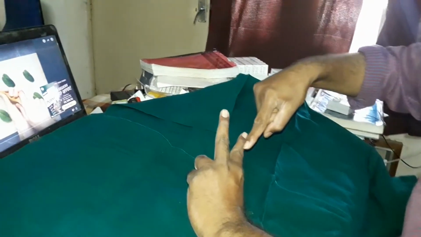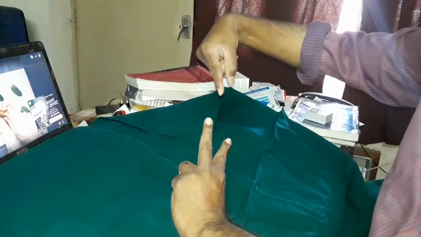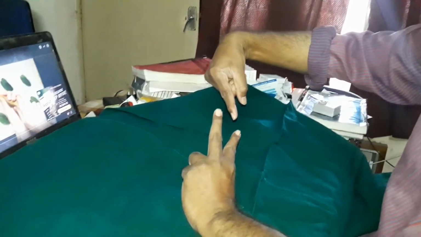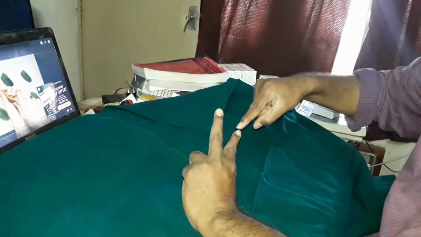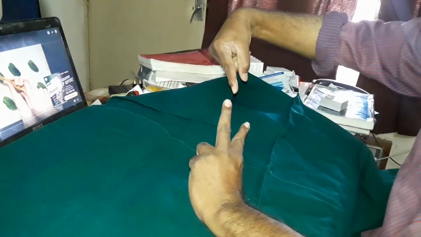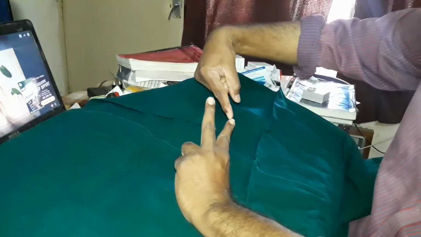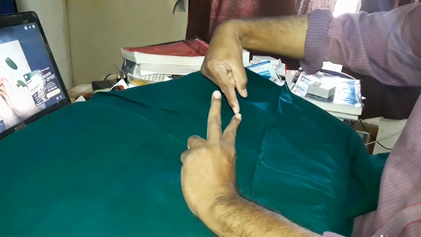Now this index finger of my right hand is pointing to the second genu. This is the vertical part of the facial nerve and this is the chorda. This index finger, the short process of the incus, points to the second genu.